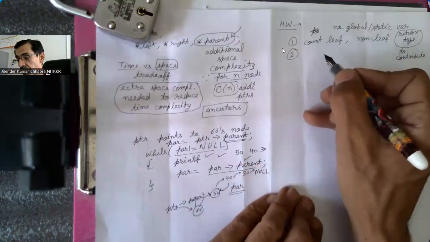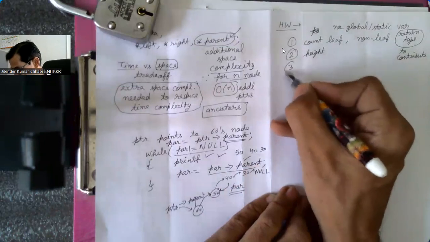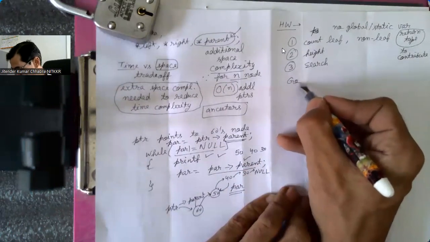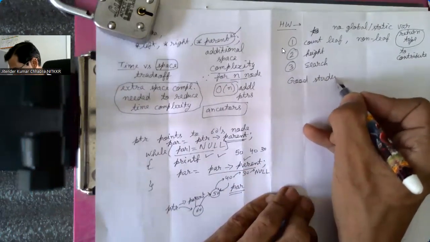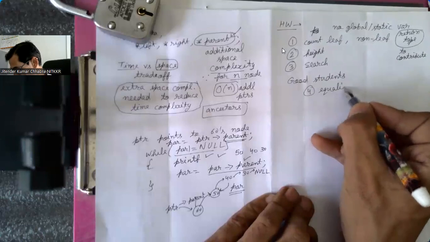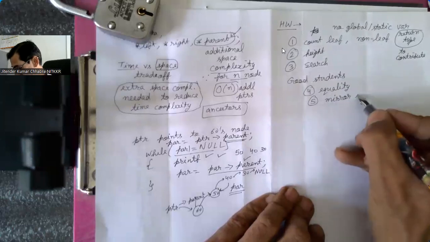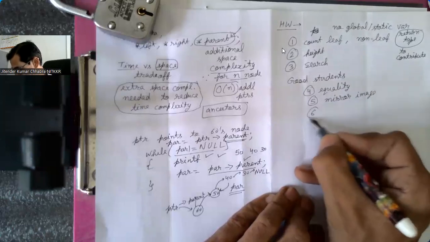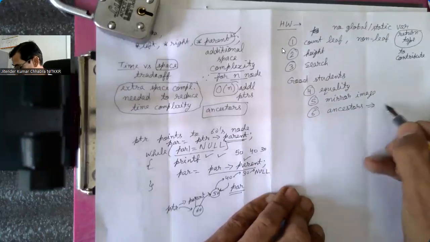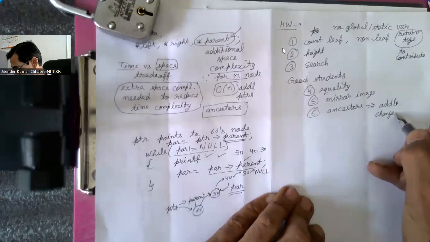So count leaf, count non-leaf nodes. Similarly, I will say find height, search. This you should be able to do. Good students, for them I will say you should also be able to do the equality. The next being mirror image. And then ancestors. For ancestors, obviously, additional changes in your create are also needed.